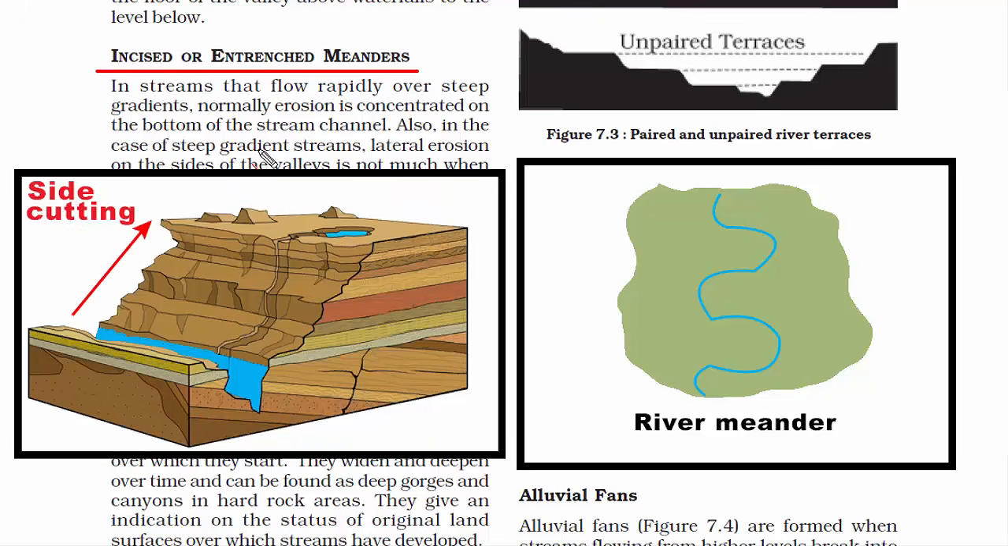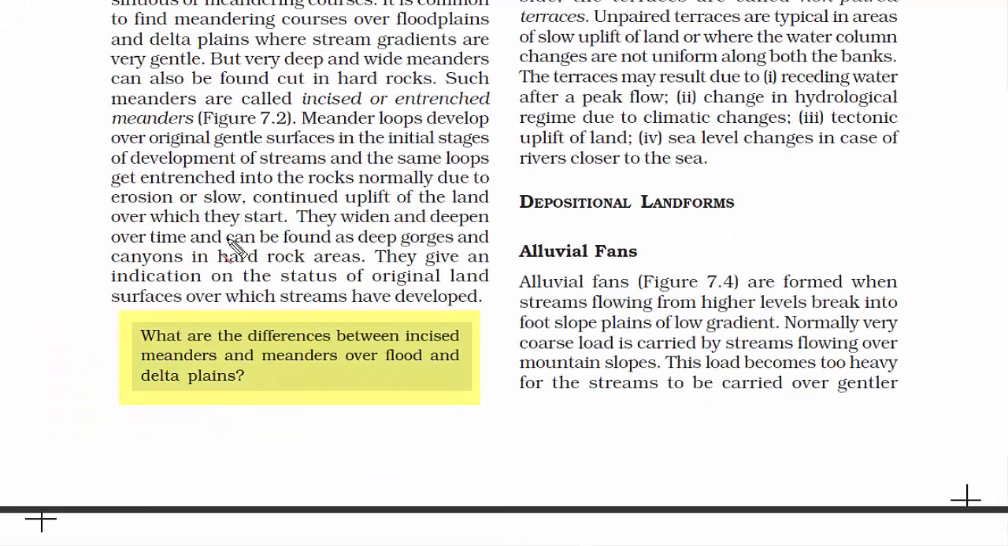So incised meanders are meanders formed when the base level of the river has fallen to such an extent that the vertical erosion is so powerful that it starts down cutting the landscape, just like how I showed you in the picture. Now let's answer this question.